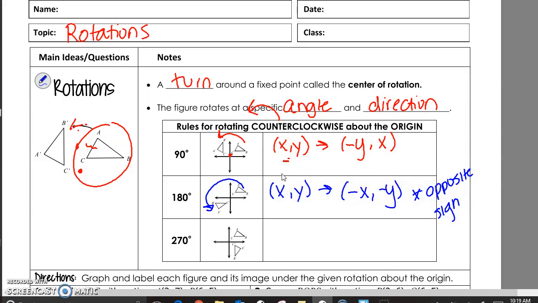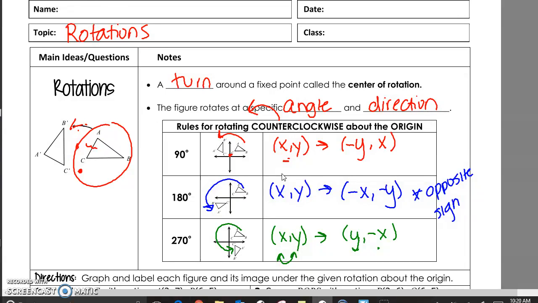Okay, and if you're rotating 270 degrees about the origin, so that's starting here, going 270 degrees, almost all the way around. Your original point is x, y, and the new point is going to be y, negative x. So it means these switch, and the x is the opposite sign. And again, we'll do examples so we practice that.